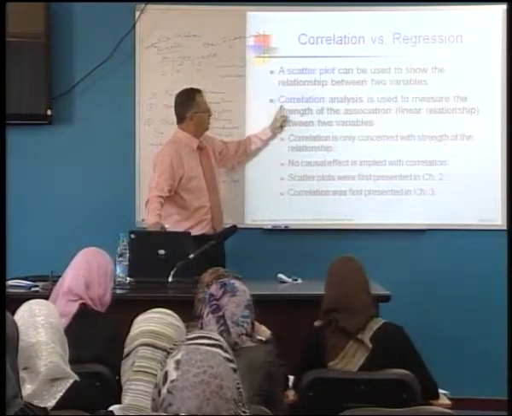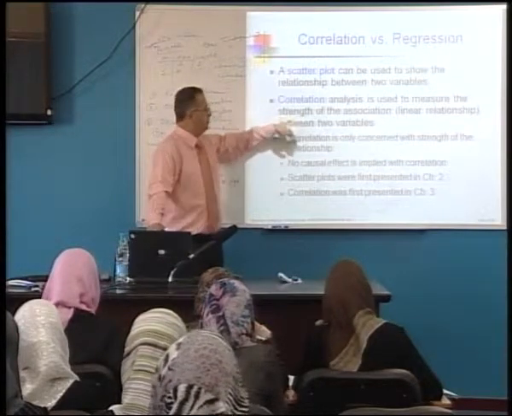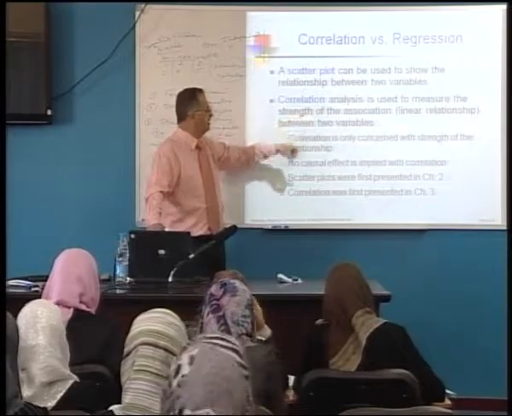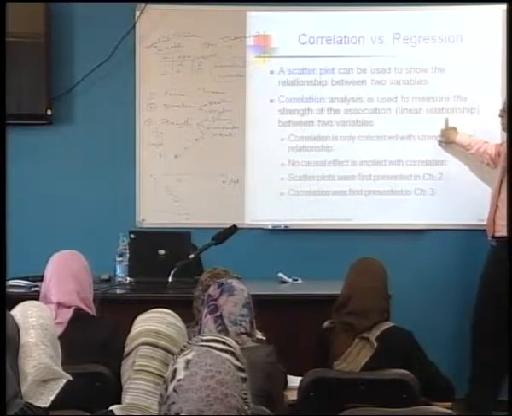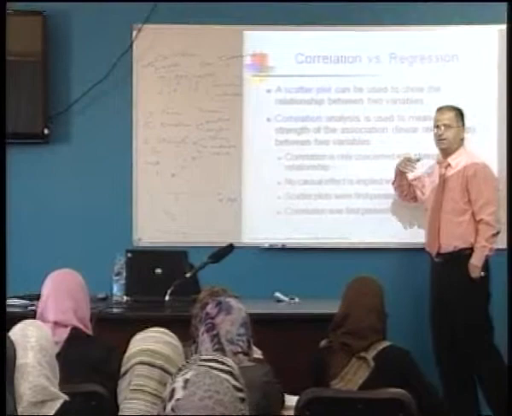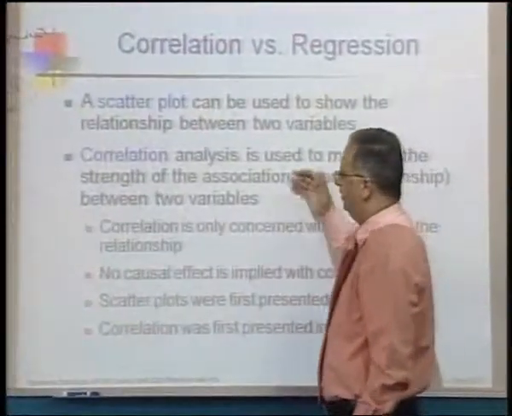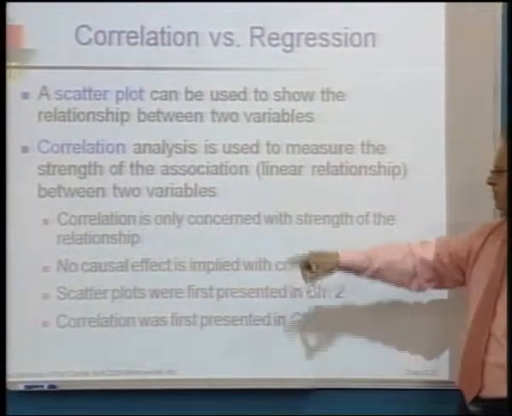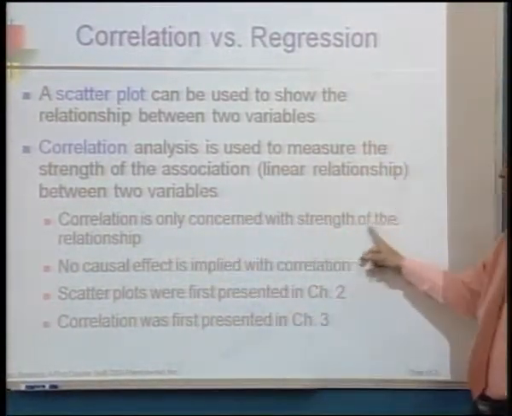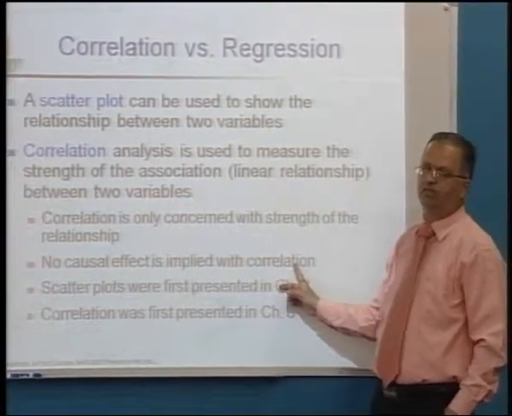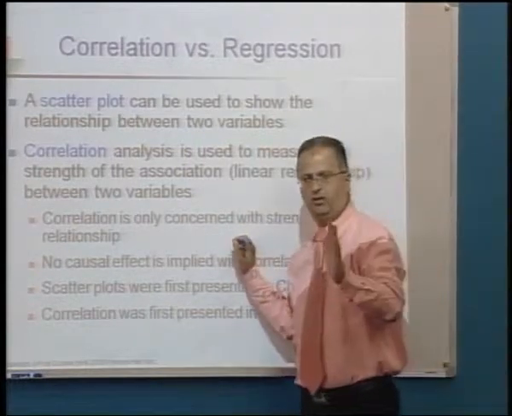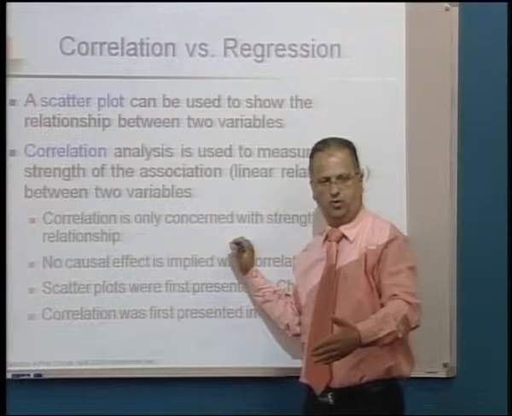Number one. Next, correlation analysis is used to measure the strength of the association between two variables. And here again, we are just talking about linear relationship. So this chapter just covers the linear relationship between the two variables, because sometimes there exists non-linear relationship between the two variables. So correlation is only concerned with the strength of the relationship. No causal effect is implied with correlation. We just say that X affects Y, or X explains the variation in Y.